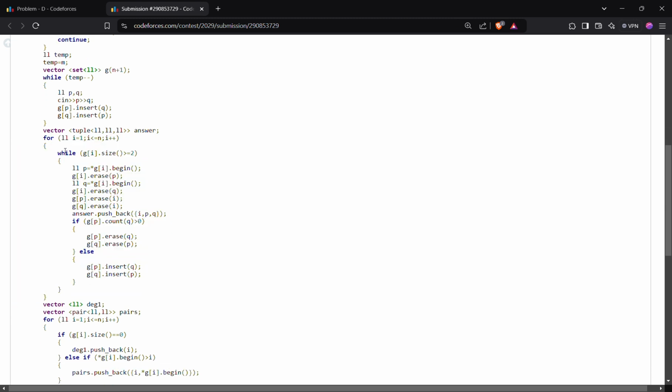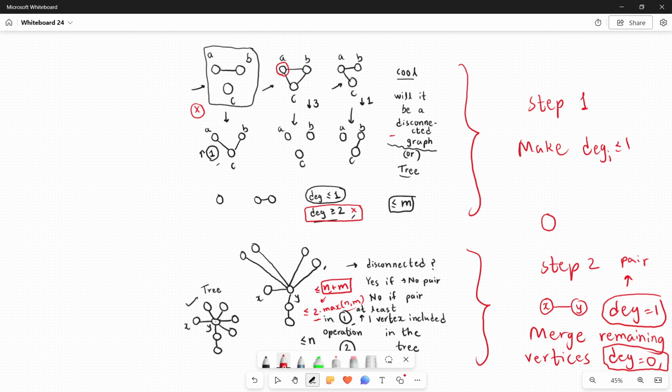So let us see what it is doing. While g of i dot size is greater than or equal to 2, what it suggests is that the degree of that vertex is greater than or equal to 2. So I will pick the first vertex and then erase it, then pick the second vertex, which will be connected to i, and I will erase i from p.